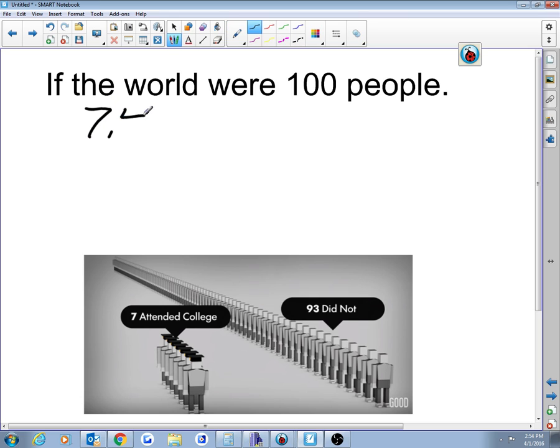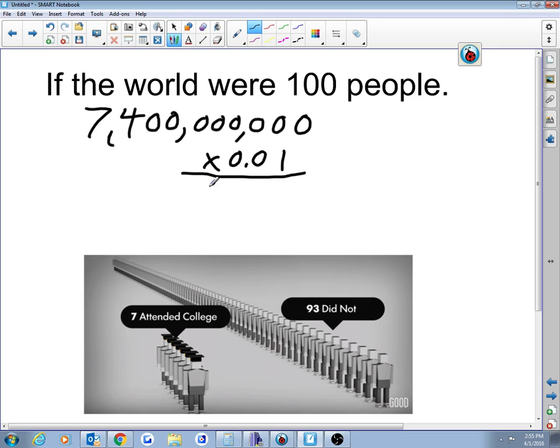7.4 billion. Well, billion, let's make this a comma. It would look like this: thousands, millions, billions. That's how many people are living in the world. So if we wanted to find, say, 1% of this, we could do times 0.01, and that will give us 74 with 6 zeros after it. We just move the decimal 2 times, and it would be 74 million people. That's 1% of the world's population.